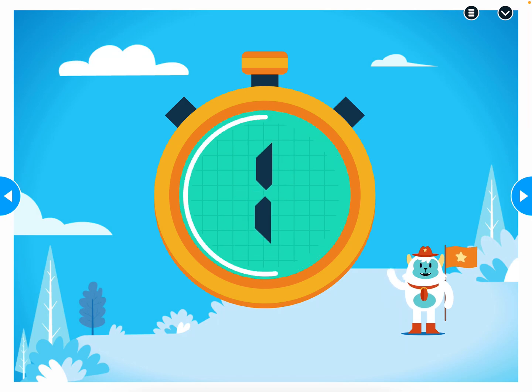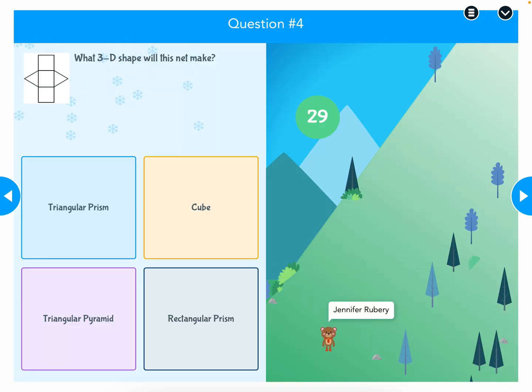And lastly, in this one we have two triangles, and then all the faces are squares or rectangles. So this one would be a prism, and the name of the prism is by the bases, which would be a triangular prism.